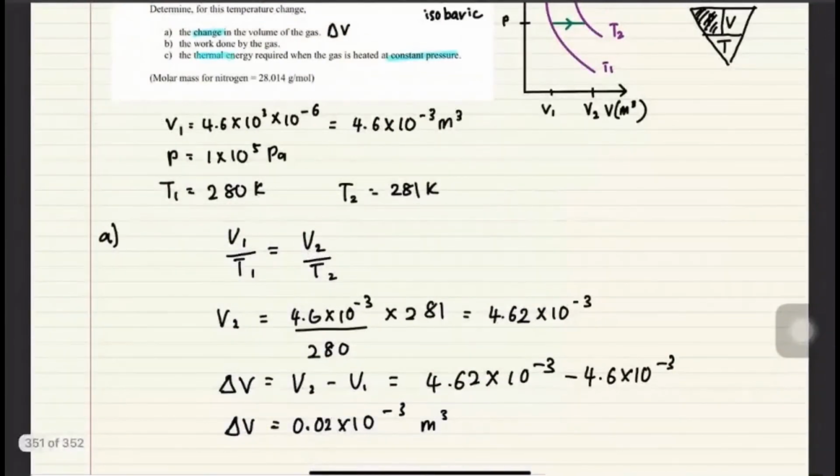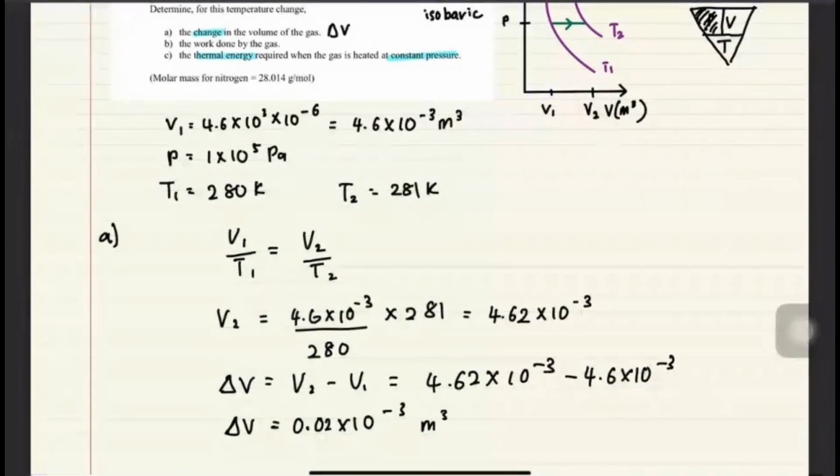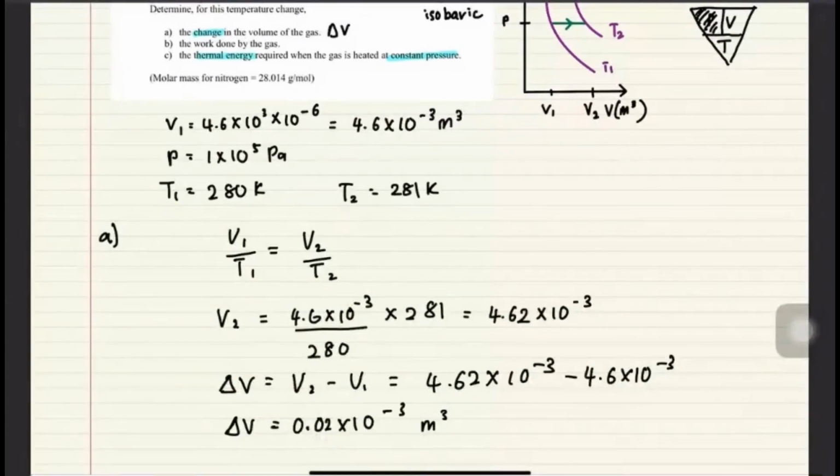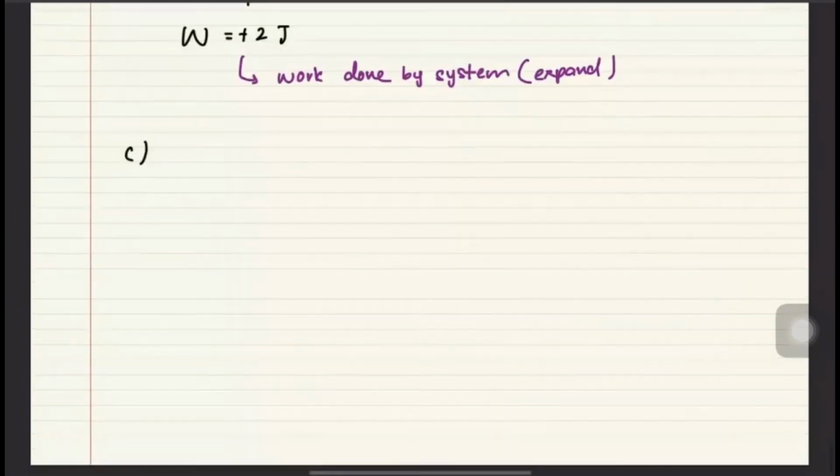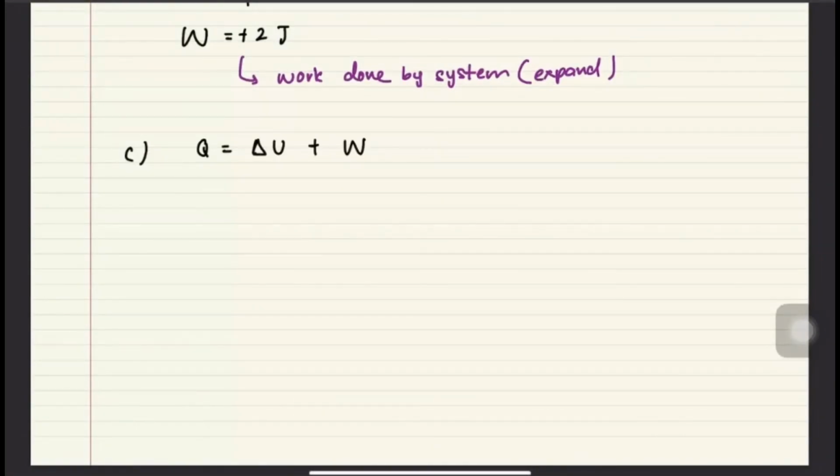Simbol apa kamu nak pakai thermal energy? Delta U. Kalau delta U, dia adalah change in internal energy. Kalau thermal energy, ada lagi satu apa? Ada ideal gas equation tu kan? Sorry, ada first law of thermodynamics. Ada 3 benda kan? Lagi satu tu apa? Q. Yes. So soalan dia sebenarnya tanya Q. So if you want to find Q, you can use Q equals to delta U plus W.